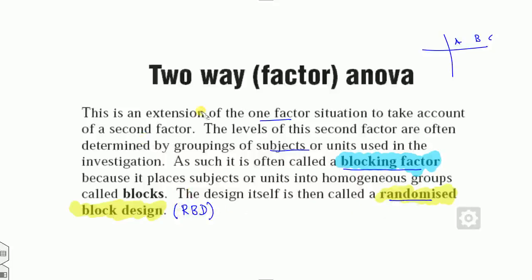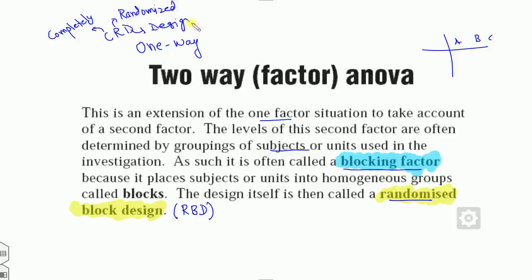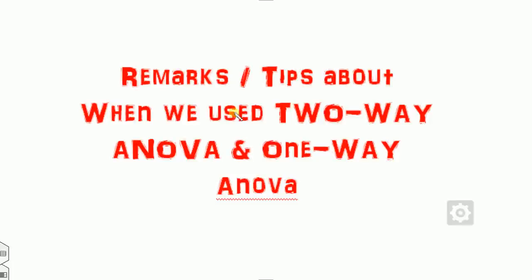If you remember, in the one-way ANOVA, what we call the CRD: C is for completely, R is for randomized, and D is for design. So that's why the one-way ANOVA is also called the CRD. While the two-way ANOVA, since the factor depends upon the blocks, this is my block 1, this is my block 2, that's why we call it the RBD. So in this presentation we are talking about the two-way ANOVA without interaction.